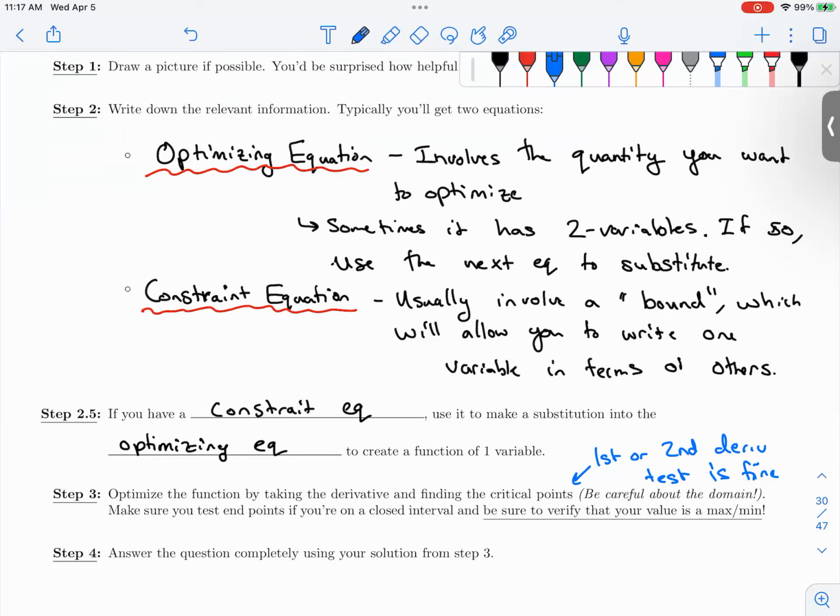Now, the thing I mentioned in step 3, by the way, is make sure you test the endpoints if you're on a closed interval, i.e. the absolute extrema, not absolute value. And then be sure to verify that it is a max or a min. I will mark you down if you don't.